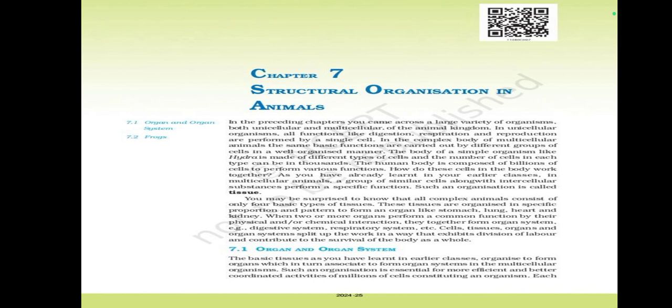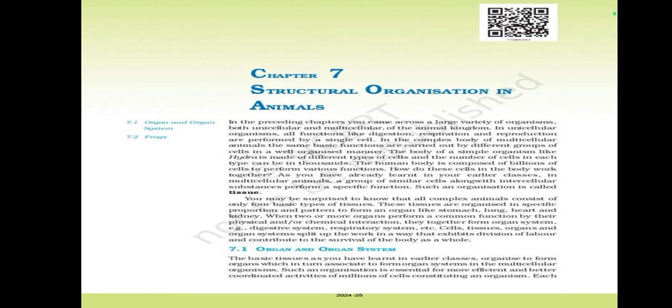As you have already learnt in your earlier classes, in multicellular animals, a group of similar cells along with the intercellular substances perform a specific function. Such an organization is called tissue. You may be surprised to know that all complex animals consist of only four basic types of tissues.